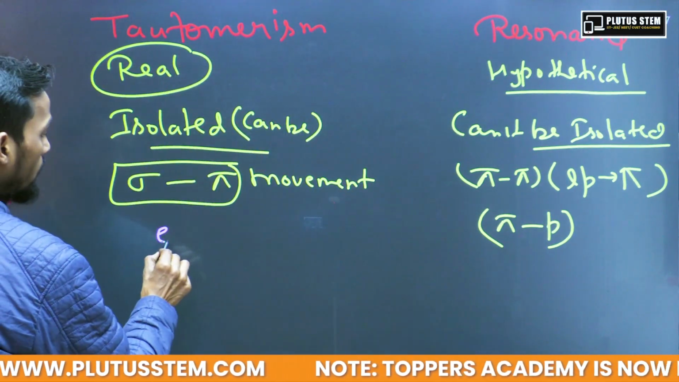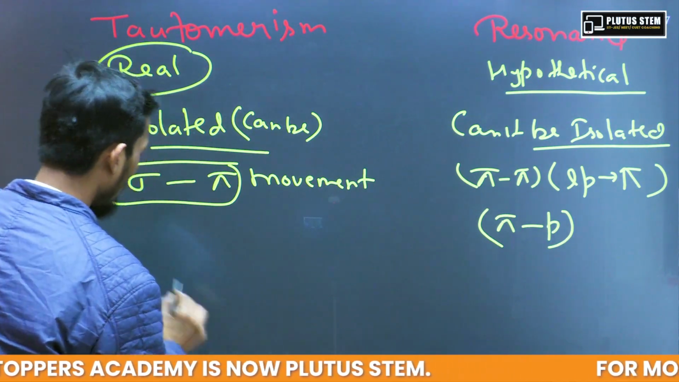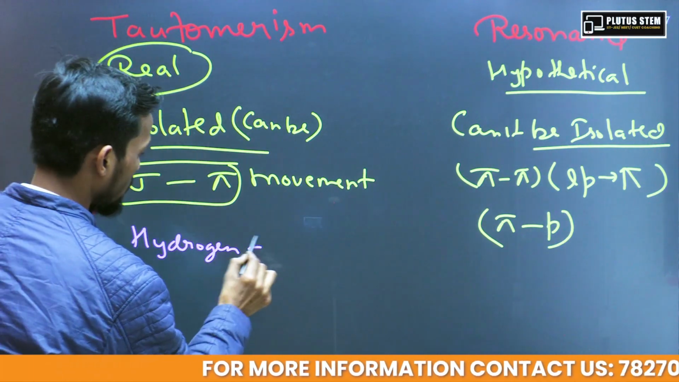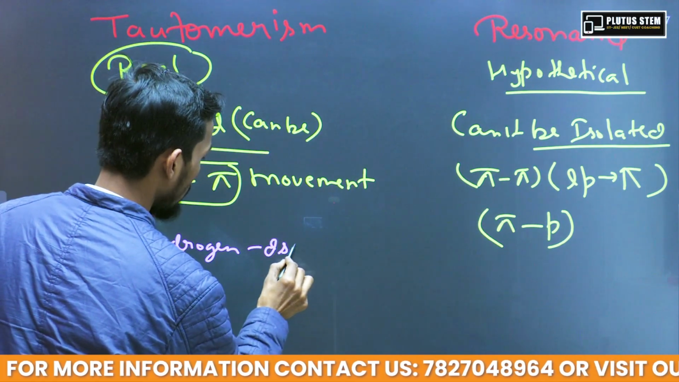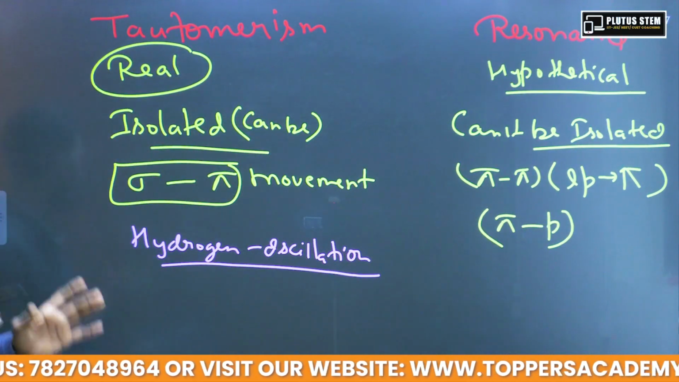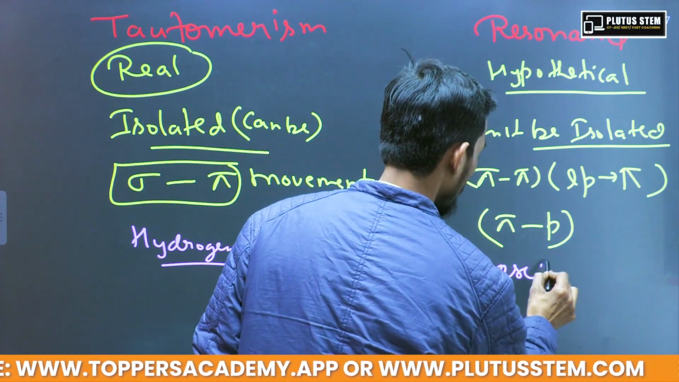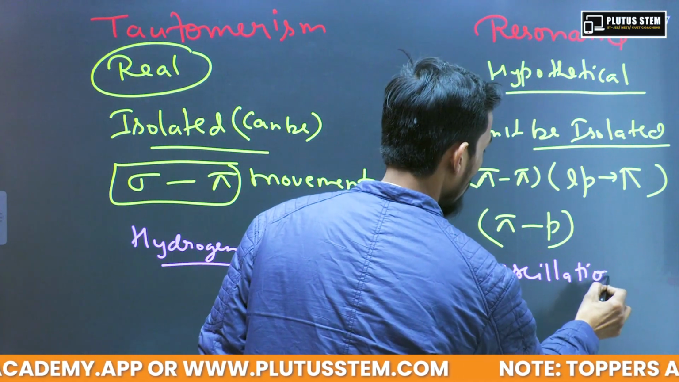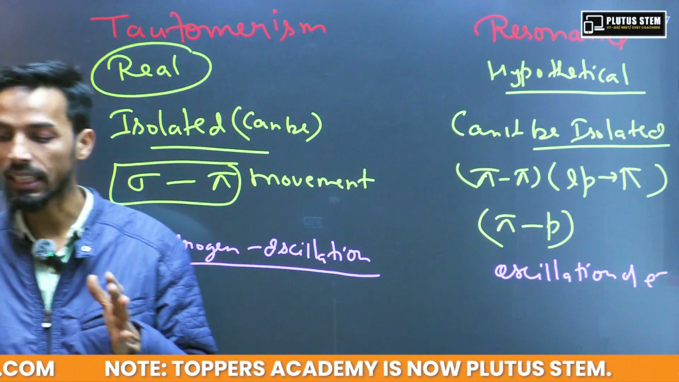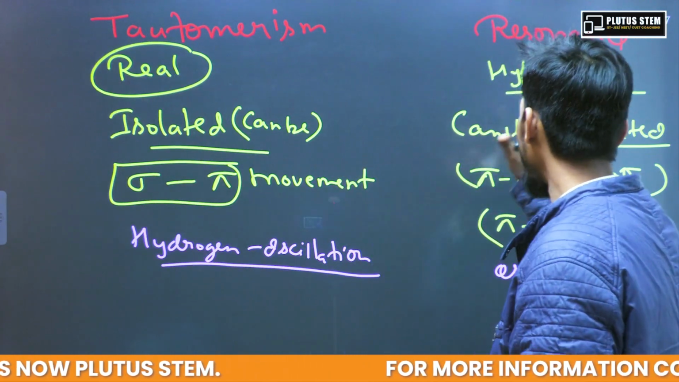There, only electron movement. Sorry, hydrogen dislocation, or you can say oscillation. In this we are seeing the oscillation of hydrogen, but in the resonance we will see the oscillation of electron only. So this is the major difference between tautomerism and resonance.